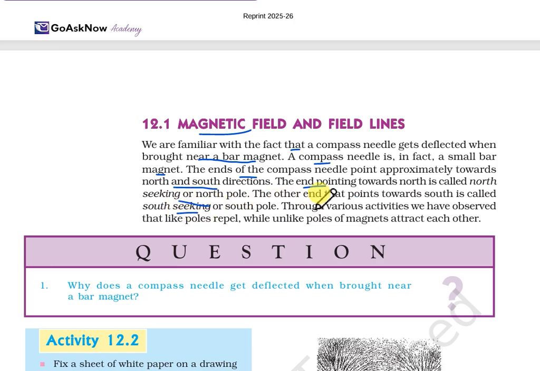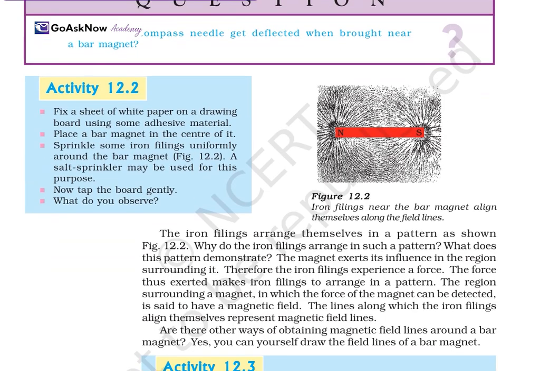Through various activities, we have observed that like poles repel while unlike poles of magnets attract each other. When they are both north poles, they will repel, but when they are unlike poles, they will attract each other. So this is about the magnetic field and the magnetic lines.